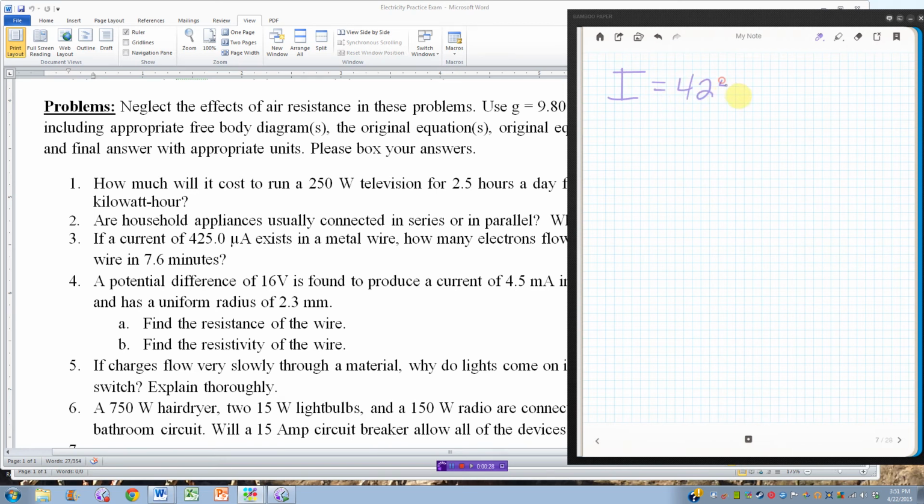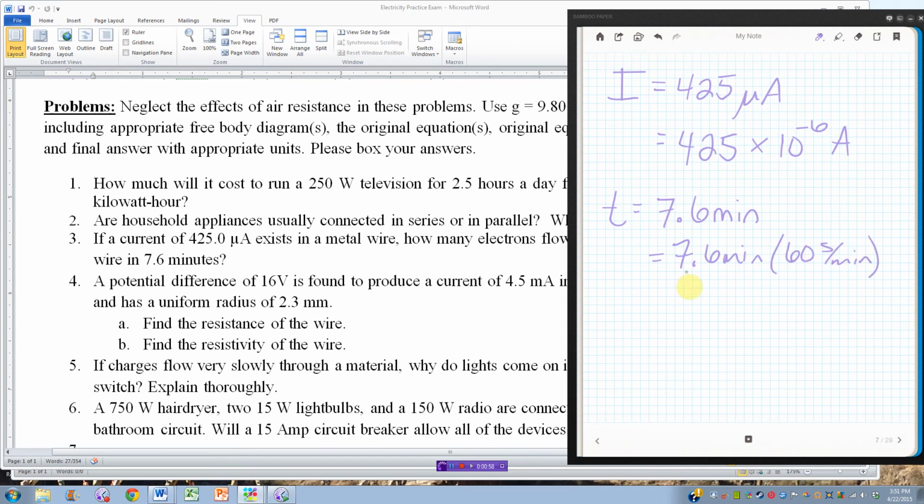of 425 microamps. Okay, that's the same as 425 times 10 to the negative 6th amps. That's important. We also have a time of 7.6 minutes. We're going to want to have that in seconds, so that's going to be times 60 seconds per minute. That's going to be 456 seconds. You have to put everything in standard units before you use them.